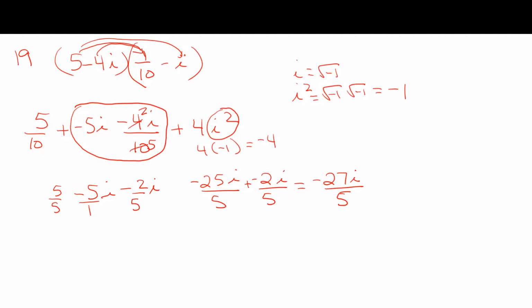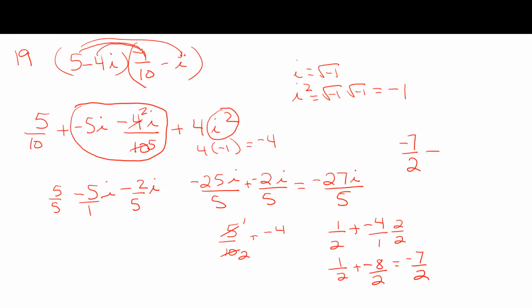So now I have 5 over 10 plus negative 4. I can reduce 5 over 10: 5 goes into 5 one time, 5 goes into 10 two times. So I have 1/2 plus a negative 4. I still need a common denominator, and I'm going to let that be 2. So I multiply the 4 by 2 over 2, and I end up with 1/2 plus negative 8 over 2. Negative 8 plus 1 equals negative 7 over 2. So my final answer is going to say negative 7 over 2 minus 27i over 5. And there is your answer.